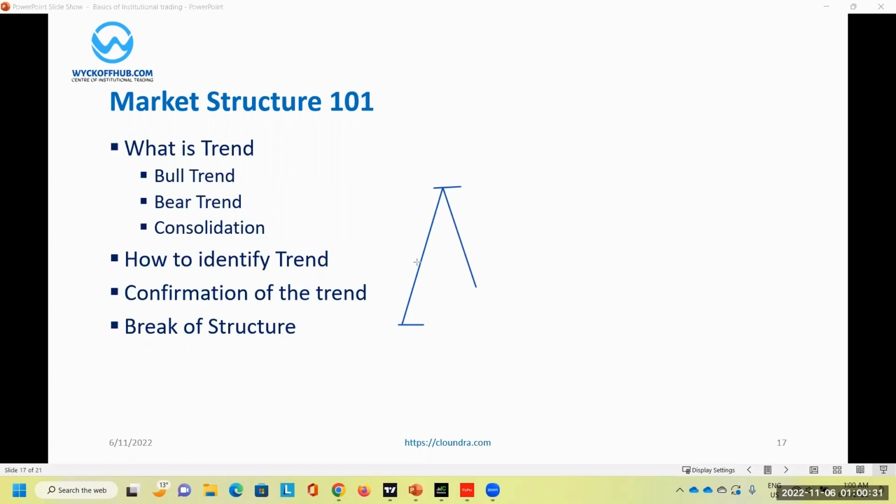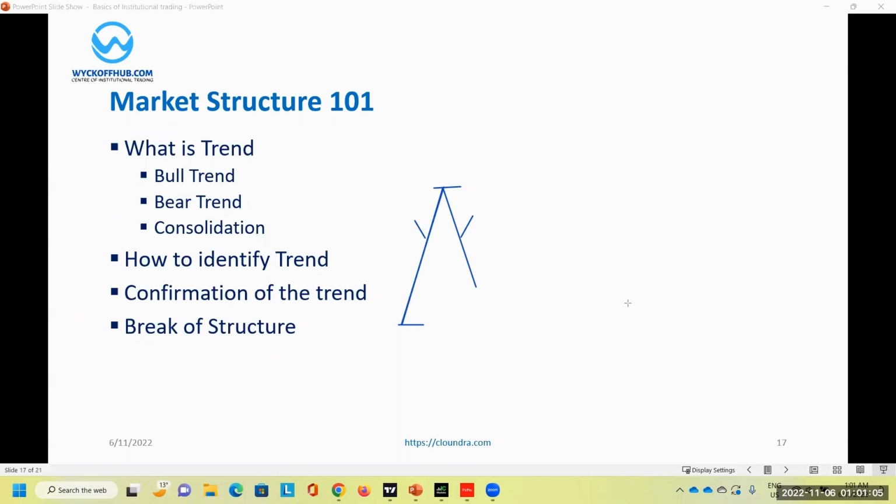Now, normally, before I go to the bull and bear trend and the consolidation, I like to introduce you to the two moves in the market. This is your impulsive move, and this is your corrective move. The impulsive move of the market is always in the direction of the trend, where the market wants to go. If the market is bullish, then your impulsive move will be facing towards north, and if you're in a bearish trend, then the impulsive move faces to the south.